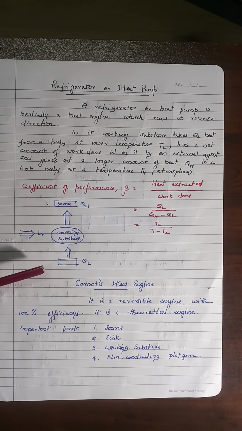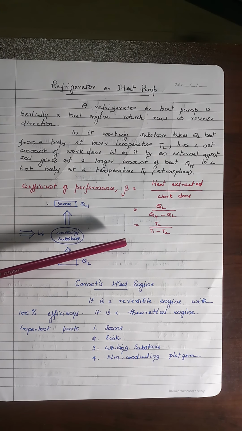Just look at the flow diagram. The working substance, by doing W amount of work, takes the amount of energy from the sink and gives it to the source. Normally the source is the outside of the fridge, we can say. The very important concept, the coefficient of performance beta. And keep in mind, it is the heat extracted divided by the work done: QL by QH minus QL. Look, the very important formula is T2 by T1 minus T2.